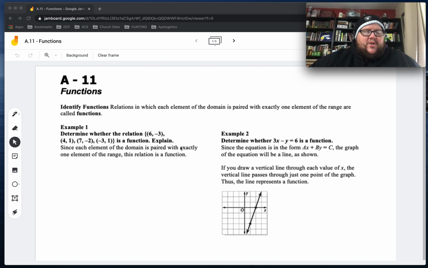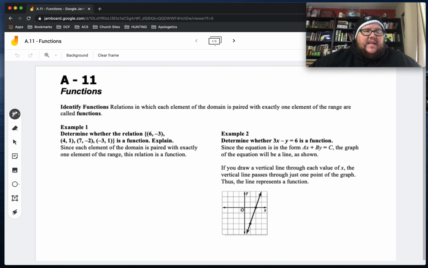Alright guys, we're going to look at functions a little bit more. Last week we looked at relations, and a relation was any set that you would take members from the domain and into the range. A function, however, is going to be a relation in which each element of the domain is paired up with exactly one member of the range.